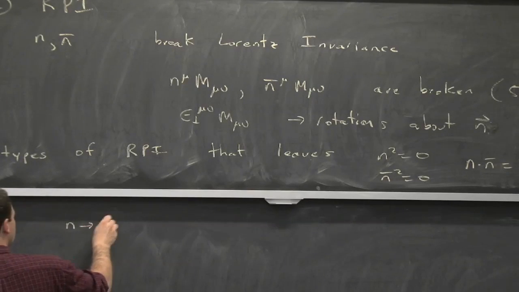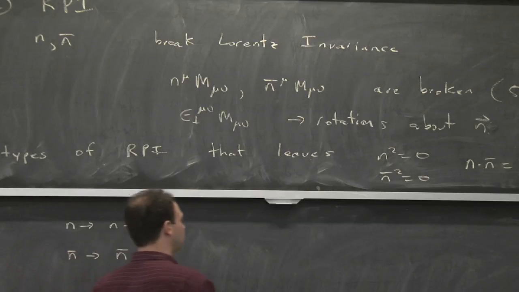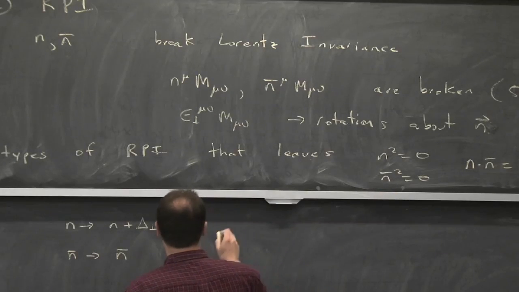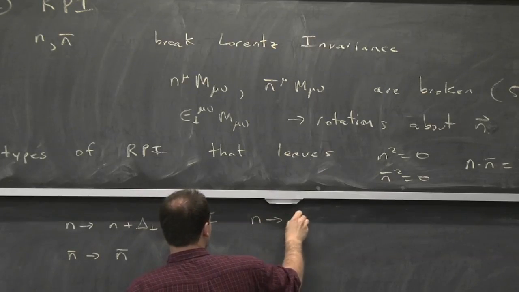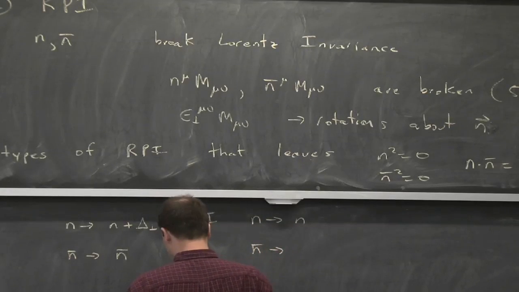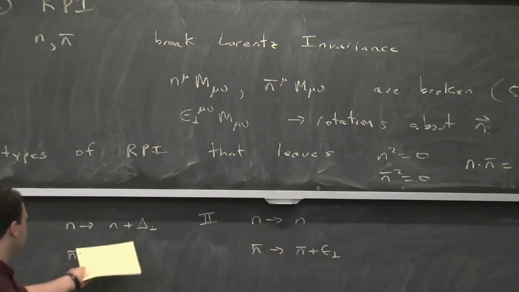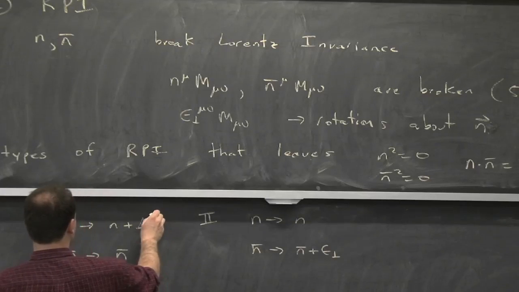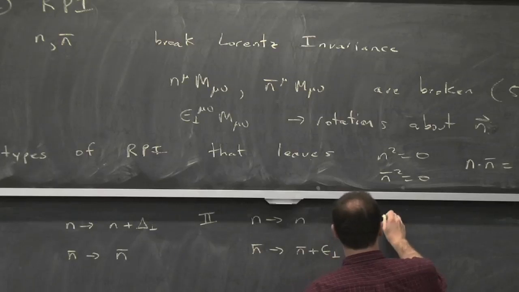Well, we could take n, and we could change it by some amount in the perp direction, and leave n bar unchanged. And since n bar dot something perp is 0, that would satisfy this. Or we could do the opposite. That would be type 2. So don't change n, and change n bar. And so this is 2 transformations. There's 2 things specified by this perp guy, and 2 here. And then there's one more, which is called 3.